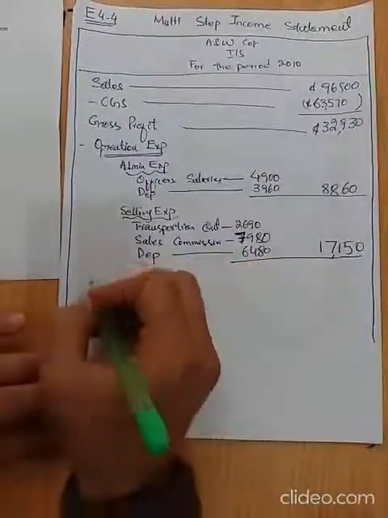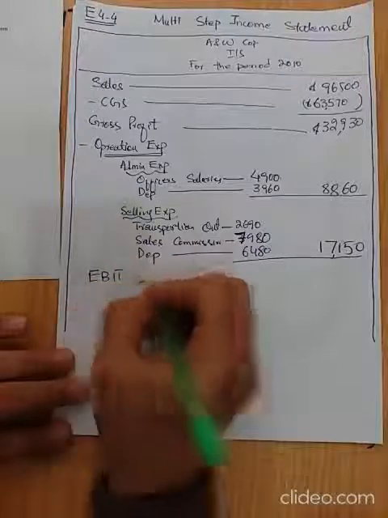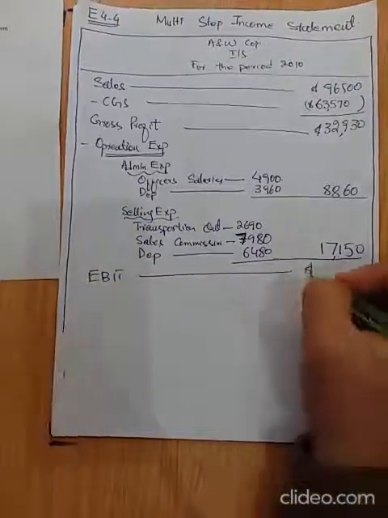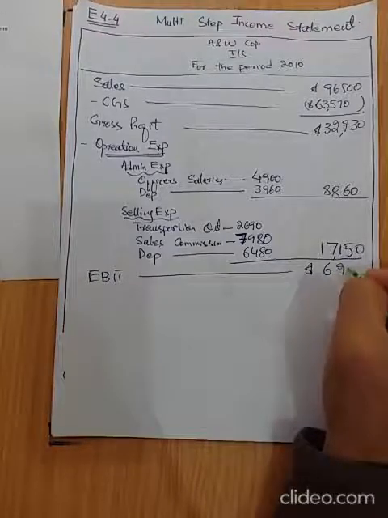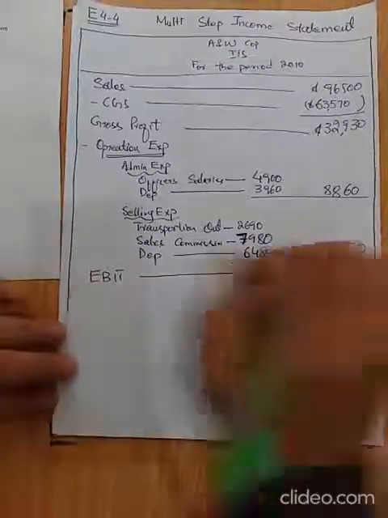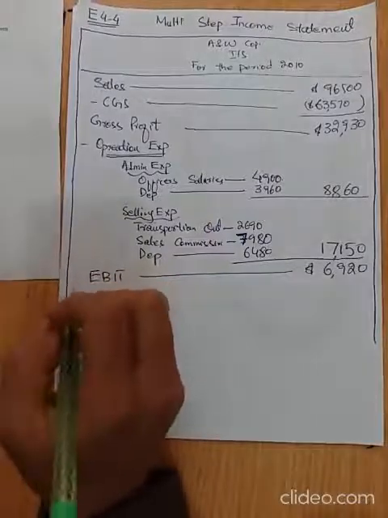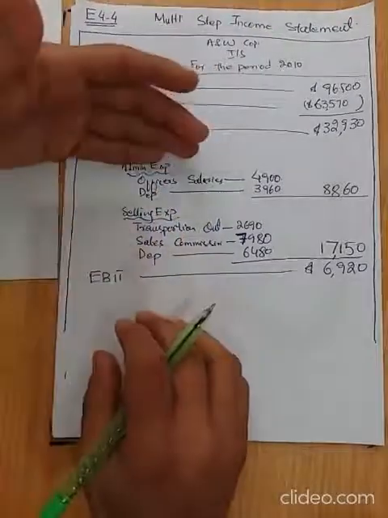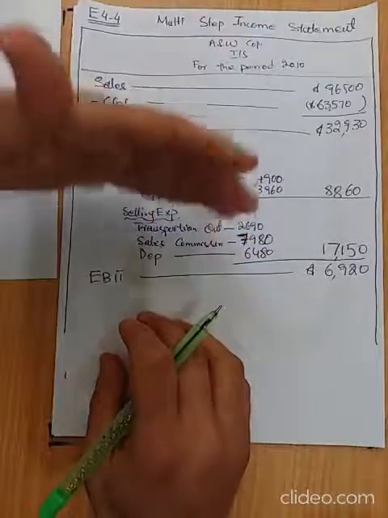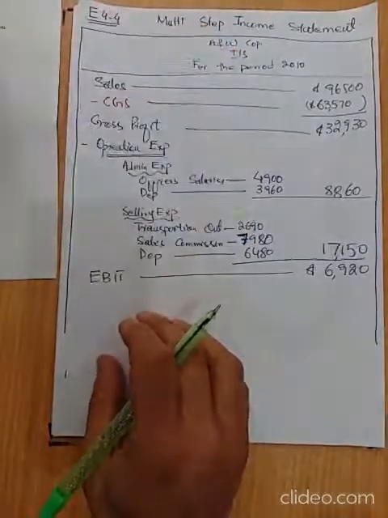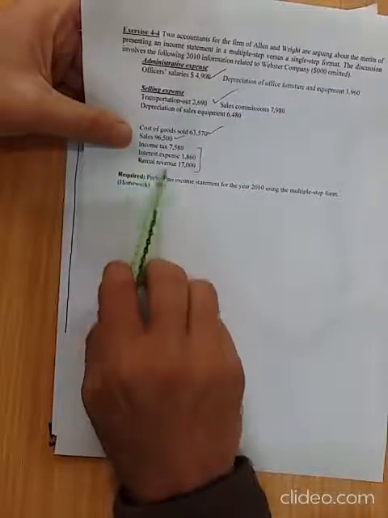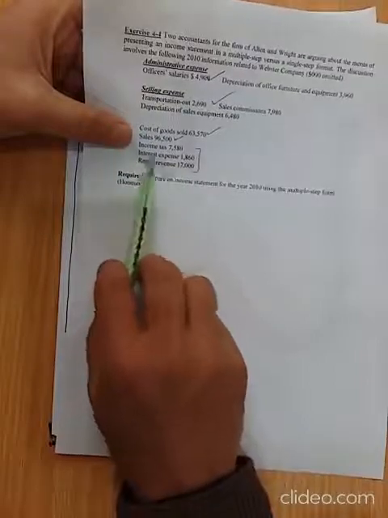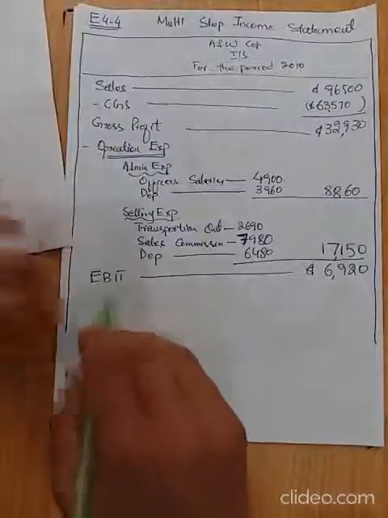So let's calculate the figure for EBIT. The figure of EBIT is actually $6,920. This is the operating income. From this we're going to add and subtract any non-operating expenses or non-operating revenues. So look into the numerical. We have remaining income tax, which is an expense, interest expense, and rental revenue.